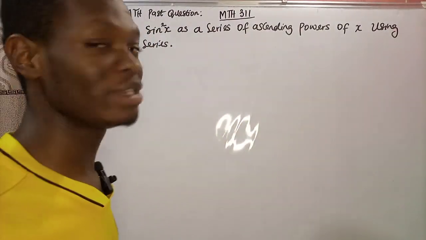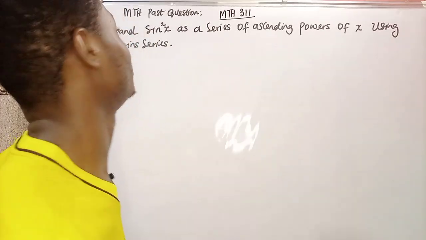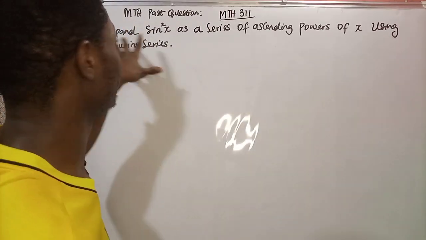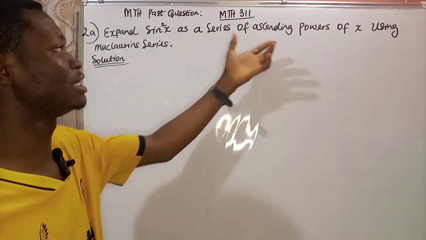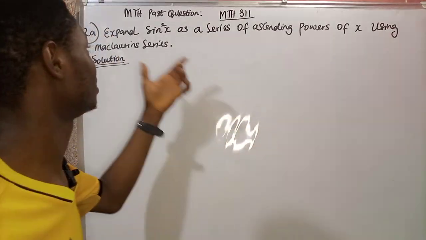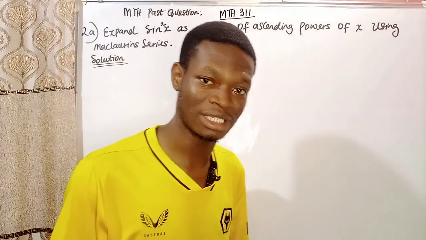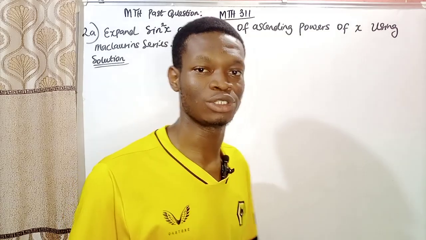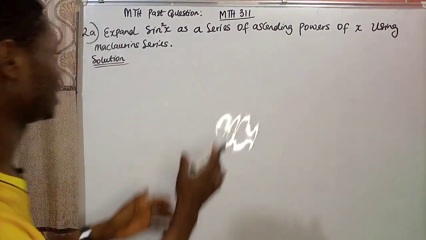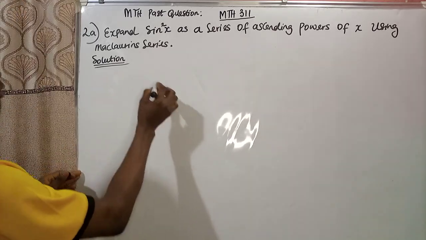Today we are going to solve this math problem, MTH 311 Advanced Algebra. This is our past question: expand sine squared x as a series of ascending power of x using Maclaurin's series. Electrical and electronics engineering students of 400 level, please pay attention to this math problem as I solve it step by step. So we are going to write the formula for Maclaurin's series.